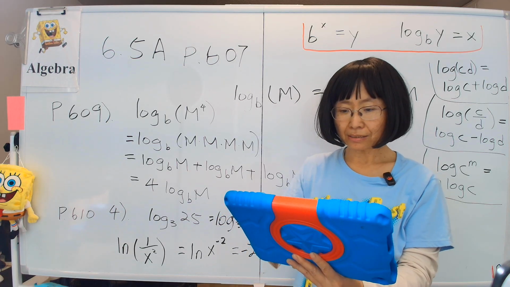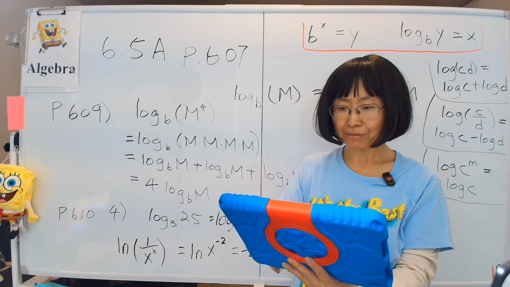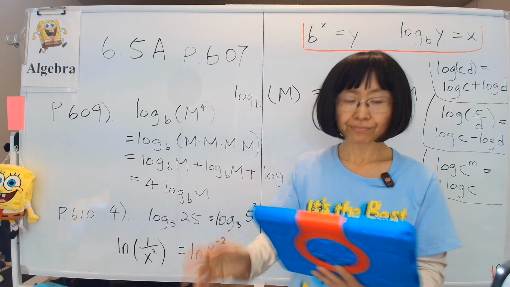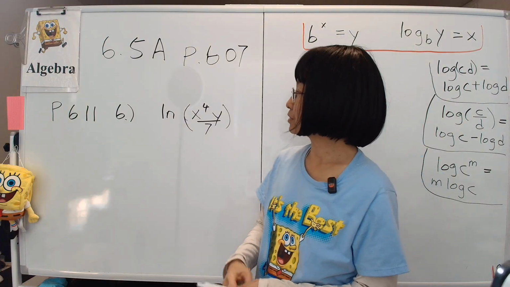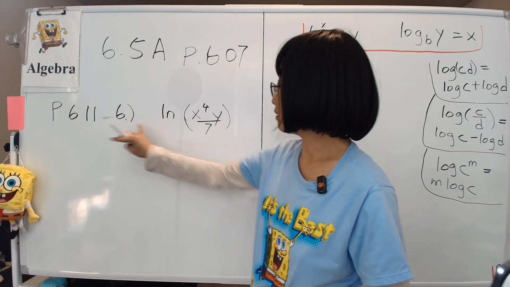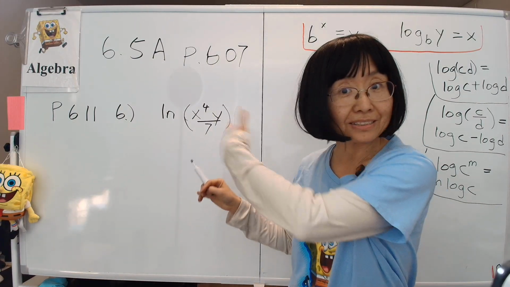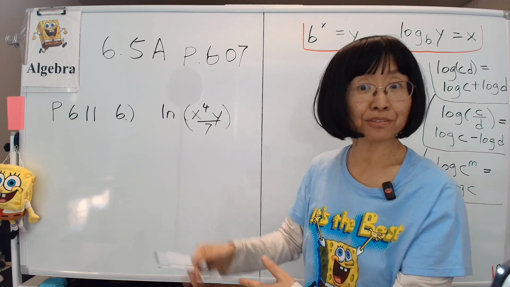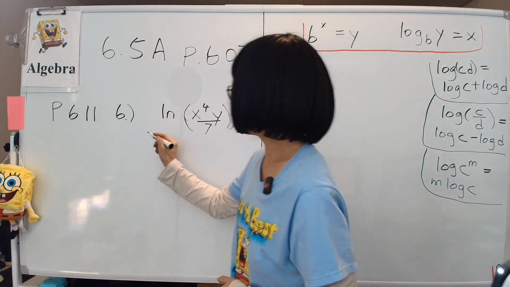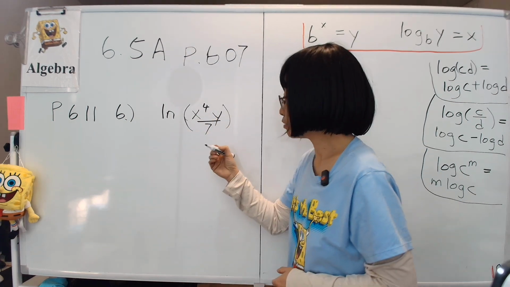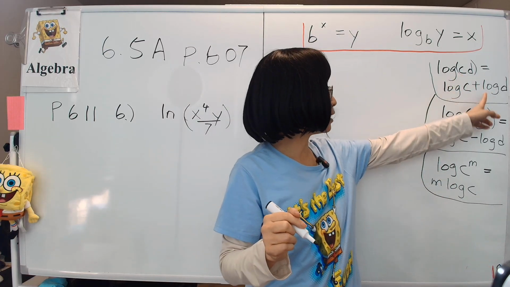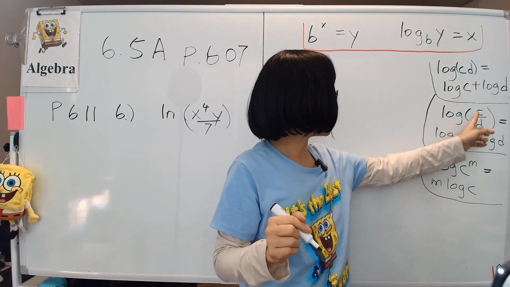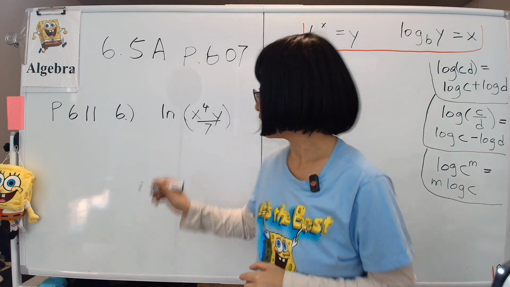So next, let's do example 6, after I erase the board. So here is example 6 on page 611. We need to break this thing up into a bunch of addition and so on. So that would be equal to, first we'll break it into addition and subtraction. The logarithm of multiplication becomes addition, division becomes subtraction. Okay, so let's do that.